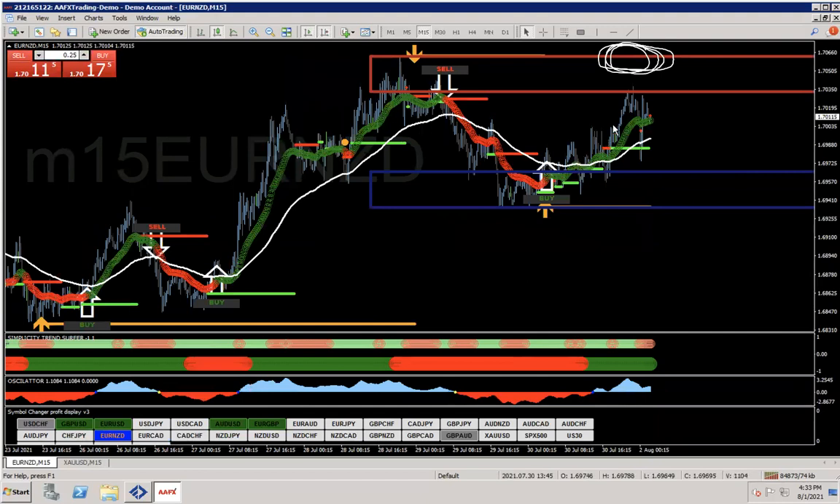Euro NZD, this run has exhausted. I don't trust it. Again, the further it gets away from the gun, the more unstable it becomes.